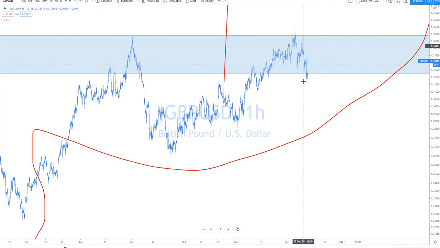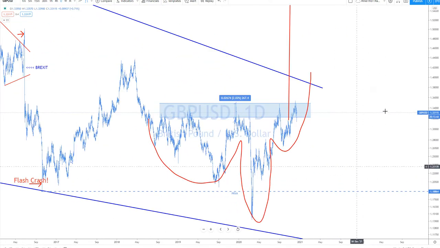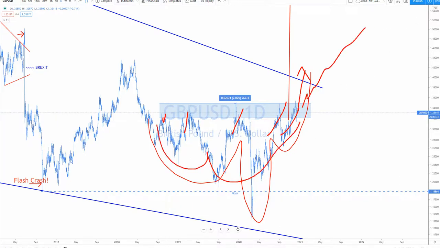The pound, you had some puckery move last week, but we're still in that range where we're expecting that the pound will eventually take off. This is going to take off. It's tested it once, twice, three times, four times, five times. Eventually, this inverse head and shoulders is going to go.